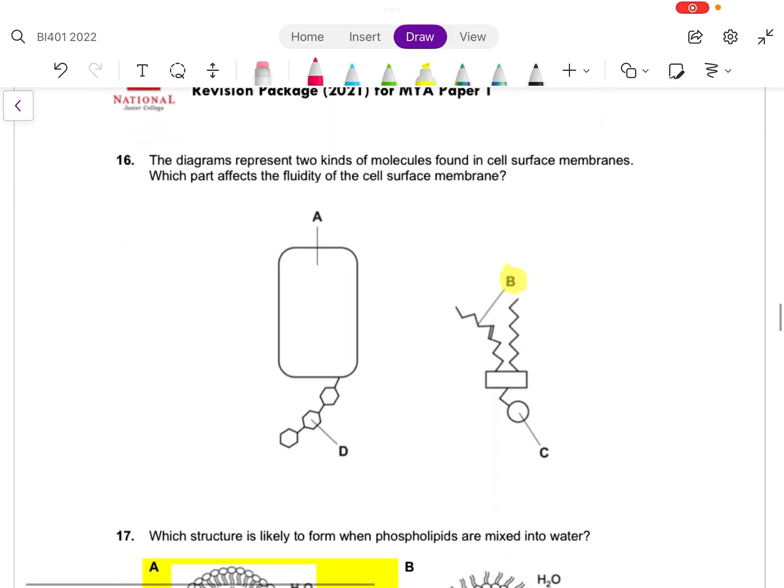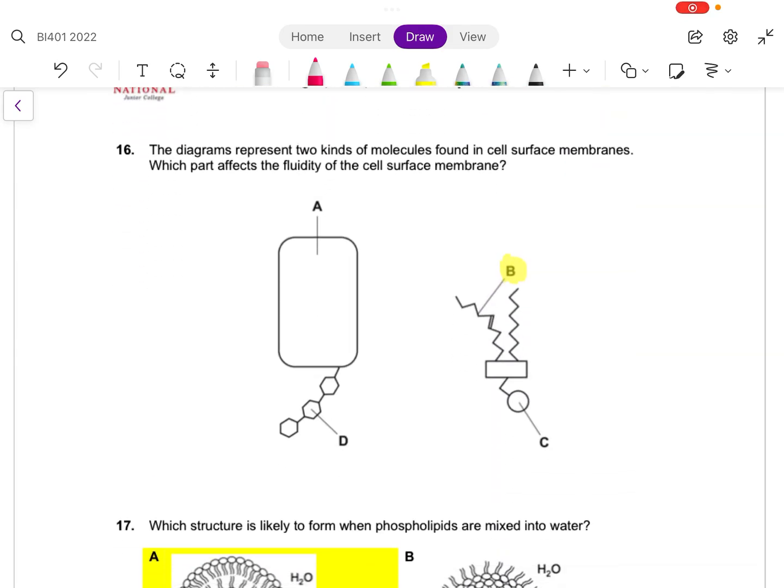Let's go to question 16. The diagram represents two kinds of molecules found in the cell surface membrane. Which part affects fluidity of the cell surface membrane? But first and foremost, what is this and what is this? This is likely a phospholipid. How do I tell it's a phospholipid? Because this looks like the hydrophilic head, and these two look like the hydrophobic tails.